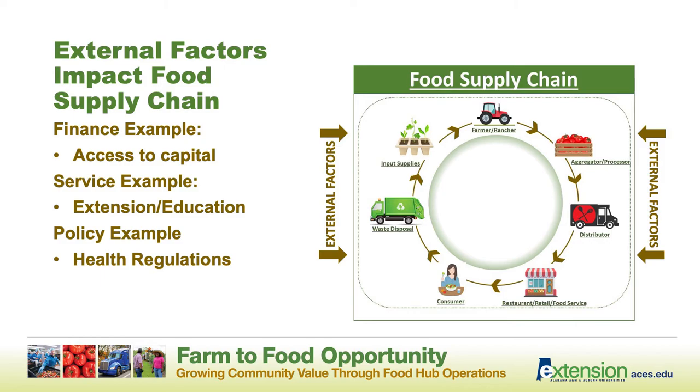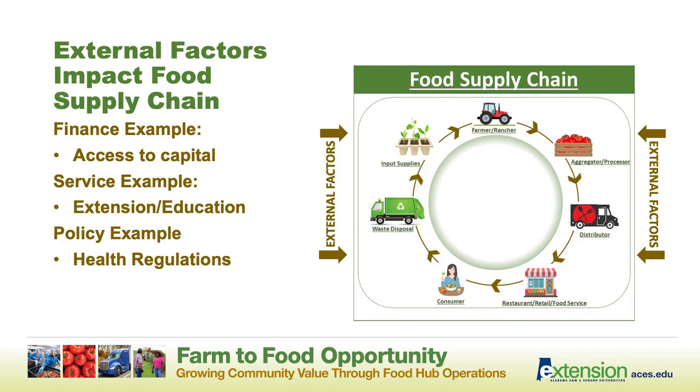Understanding that external factors impact every link in the supply chain is crucial as we consider a food hub operation. Each link in the chain is dealing with a host of internal variables as well as impact from external factors. These factors often fall into three general categories, including finance, service providers, and policy considerations. Factors like access to credit and capital impact each link in the chain, but differently. Taxes and insurance are also in play across the supply chain, impacting each link differently.